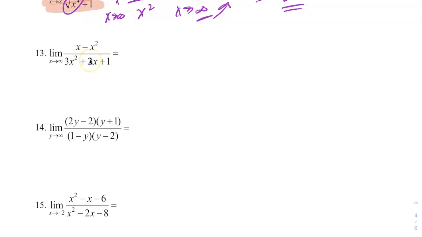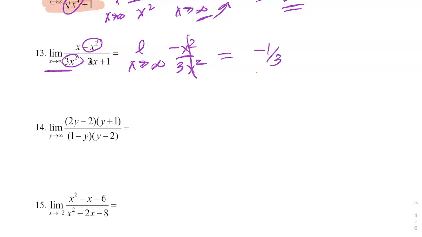Next one, again, same type of problem. So going to infinity, all we care about are the highest powers. So this is like saying the limit as x approaches infinity of negative x squared over 3x squared. So it's the same ratio. So it's just negative 1/3.